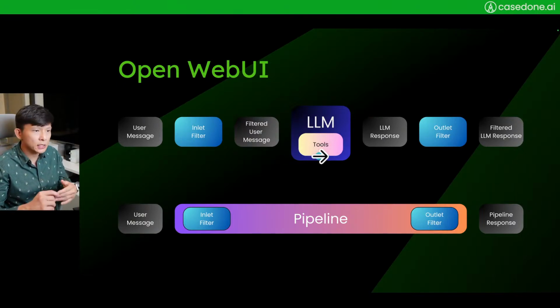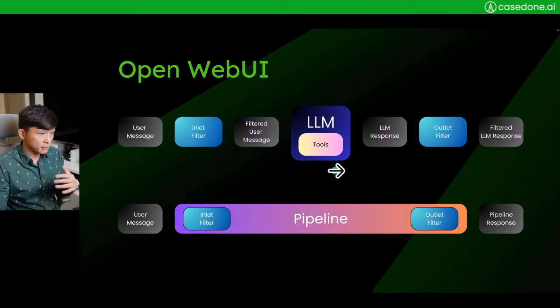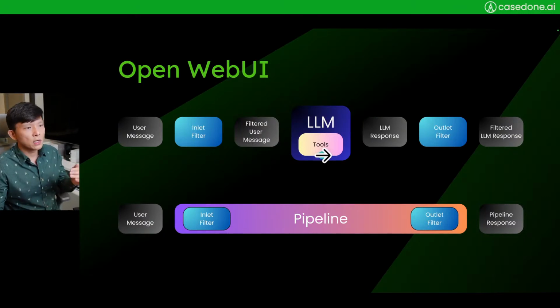Tools are actually Python functions, the script that you define as a tool for the LLM to use. It's up to the LLM whether it needs to use a tool to respond to a user message or not. And this is as simple as it is: a tool is a Python function.